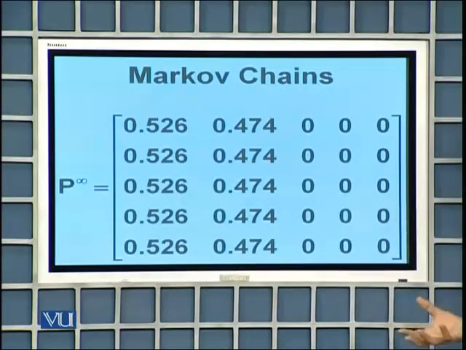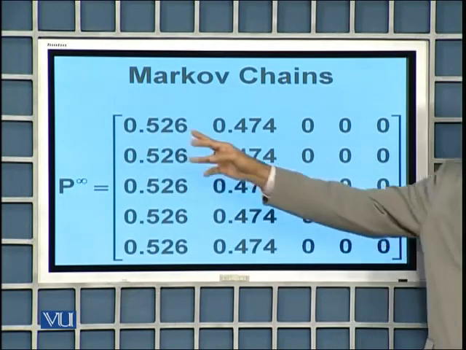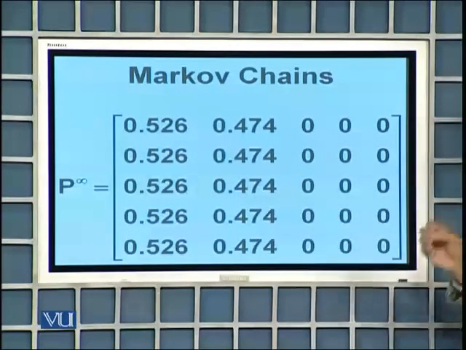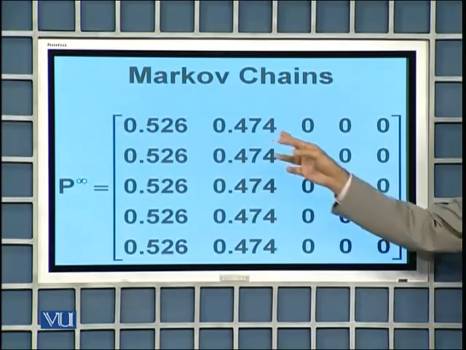So in the long run, the probability of you finding this sequence of random variables in state 0 is 0.526, and the long-term stationary probability of finding this sequence of random variables in state 1 is 0.474.